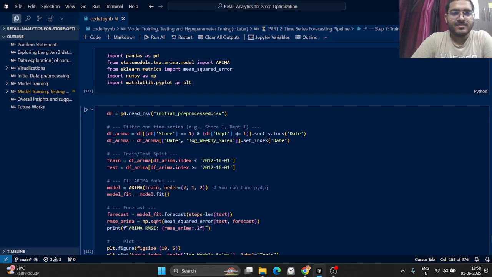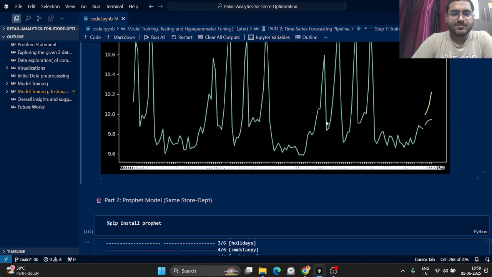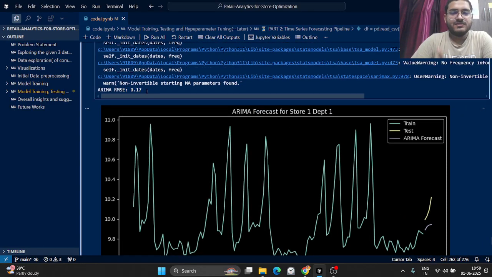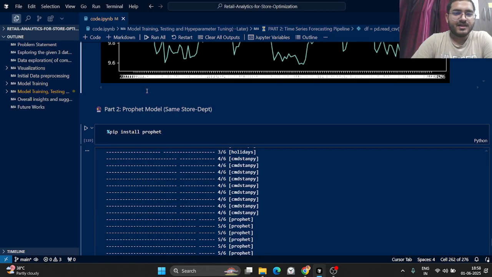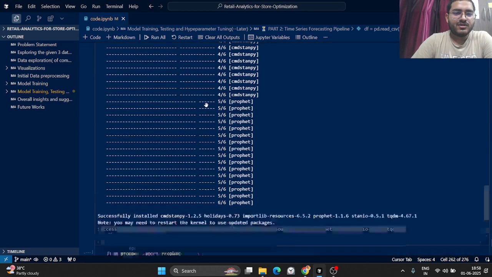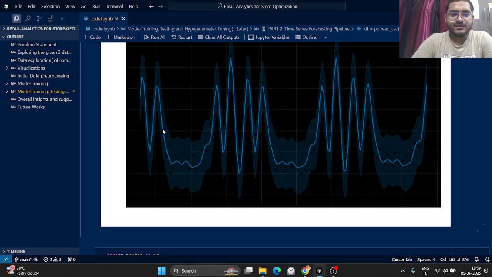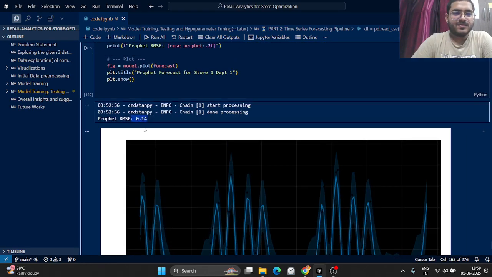So we took store equal to 1 and department equal to 1, and this was the plot. And ARIMA's RMSE was 0.17 for store equal to 1 and department equal to 1. We did the same using Prophet model. So this was the plot, and RMSE was 0.14.